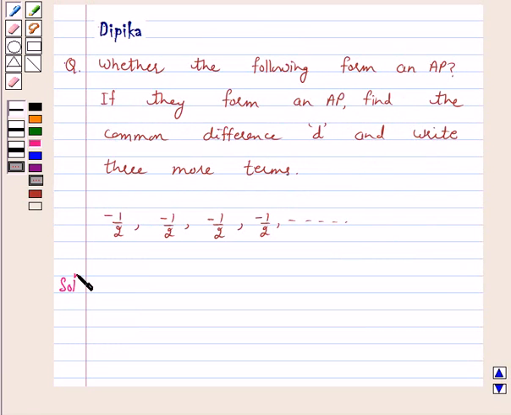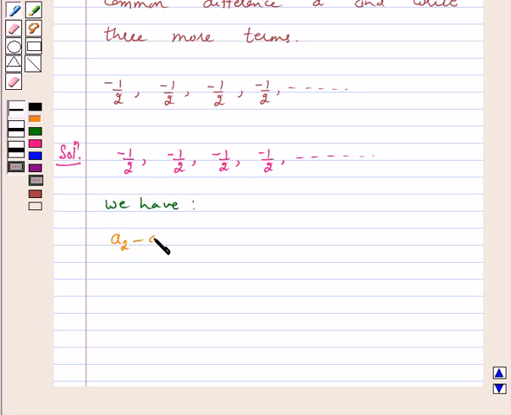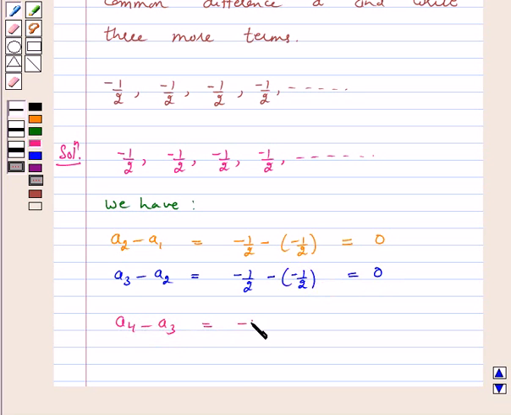Solution: the given list of terms is -1/2, -1/2, -1/2, -1/2, and so on. We have a2 minus a1 is equal to -1/2 minus (-1/2), which is equal to 0. Again, a3 minus a2 is equal to -1/2 minus (-1/2), which is again equal to 0. Again, a4 minus a3 is equal to -1/2 minus (-1/2), which is equal to 0.